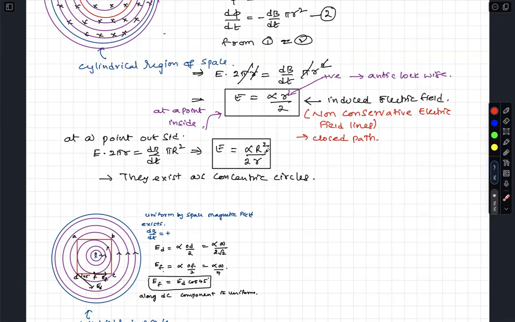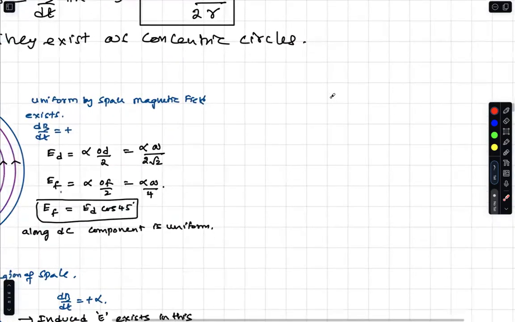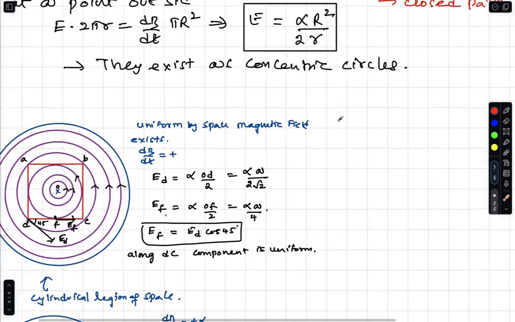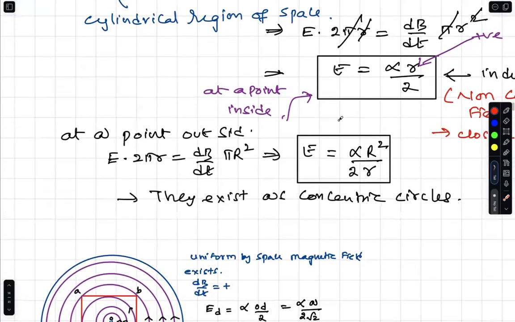They are also concentric circles again. Here also concentric circles. In both cases, closed circles. In both cases the field is definitely non-uniform, and non-conservative. Why is it non-uniform? See, circular curved lines are not uniform. A uniform field means the lines should be straight.